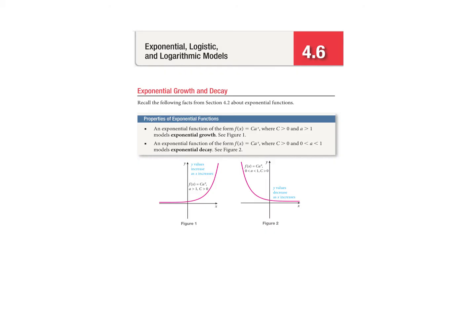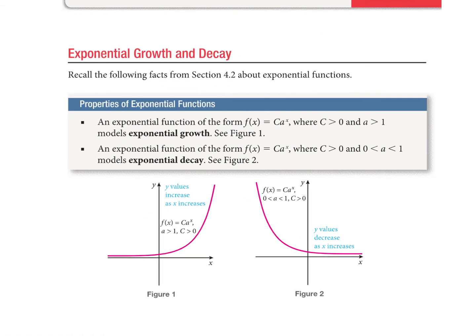All right, so this is modeling exponential growth and exponential decay. Let's take a look at what it says. An exponential function, which we know is in the form of some constant times a base raised to a variable, where c is greater than 0 and a is greater than 1, is exponential growth. If a is between 0 and 1, then you end up with exponential decay.